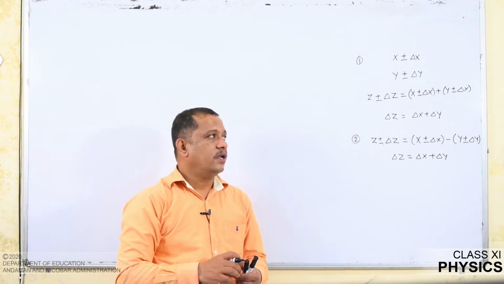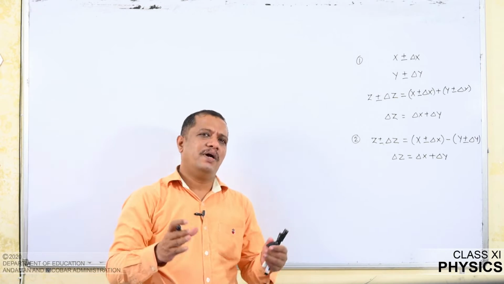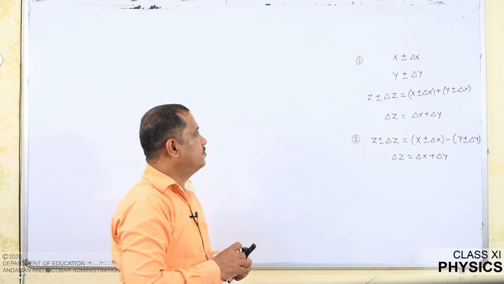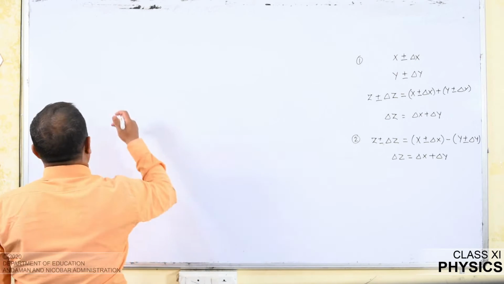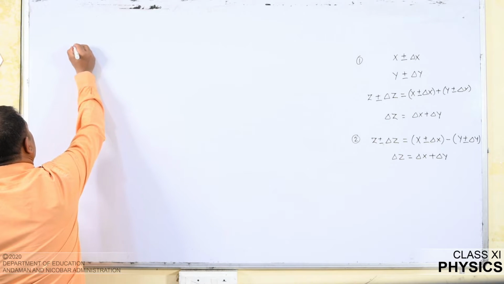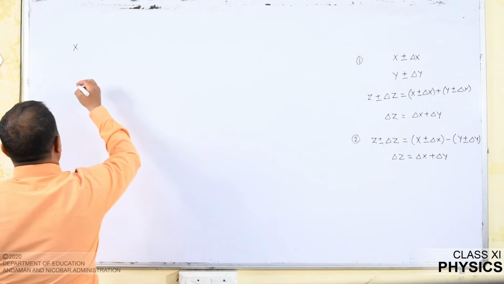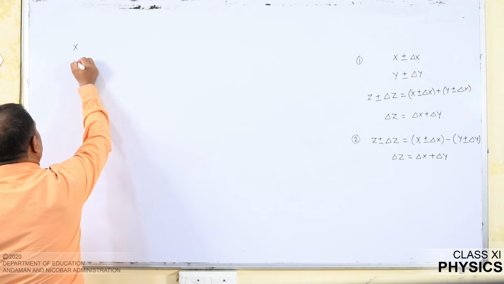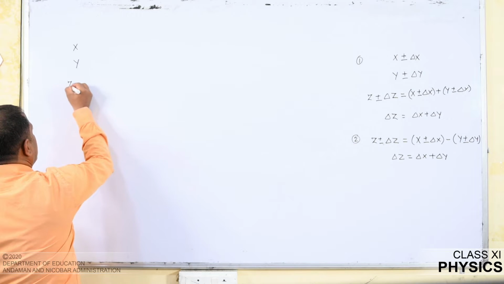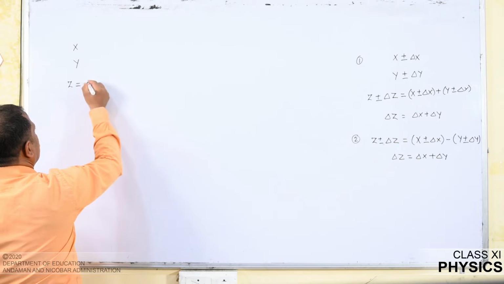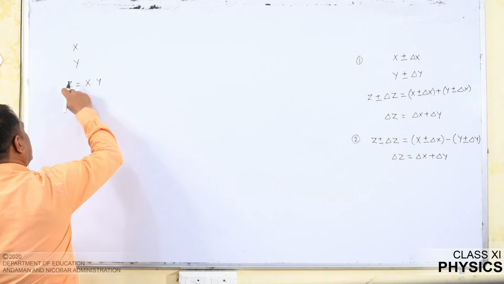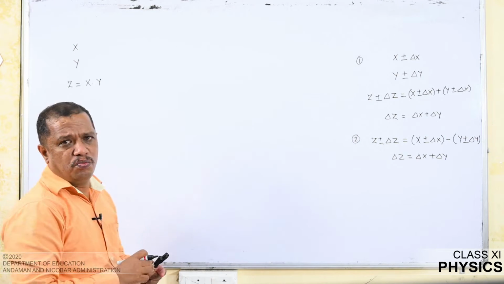Today we are going to find what will be the maximum error present when I try to find the product of two physical quantities. Say the first physical quantity that has the true value is x, and the next physical quantity is y. When I find the product of the two true values, I get z is equal to x times y. This is the true product, and x and y are the true measures.